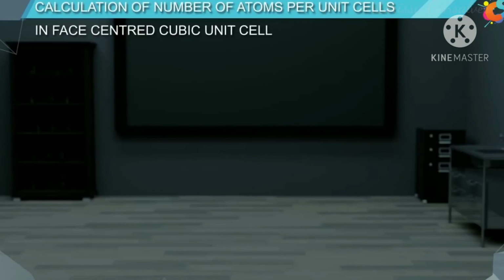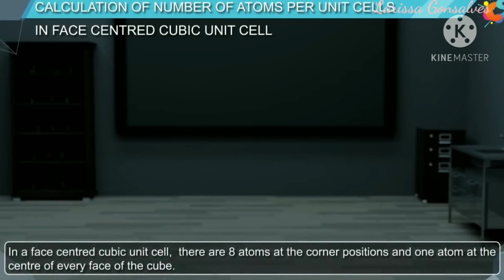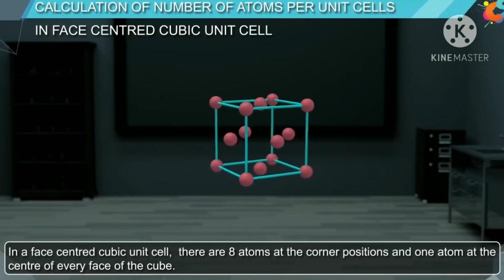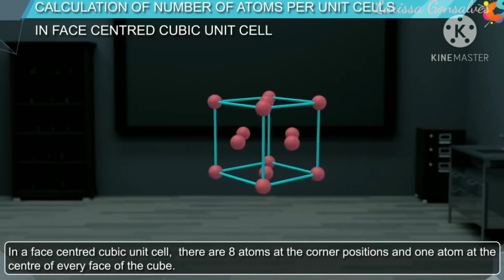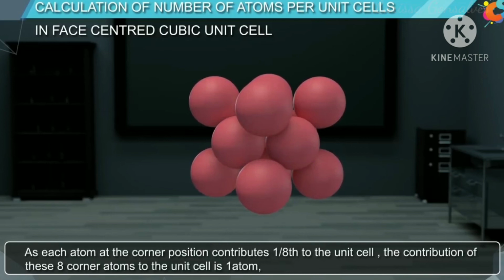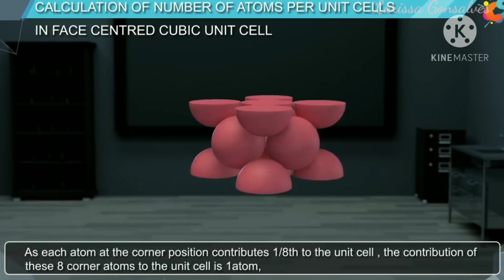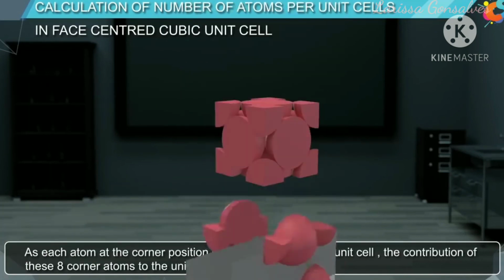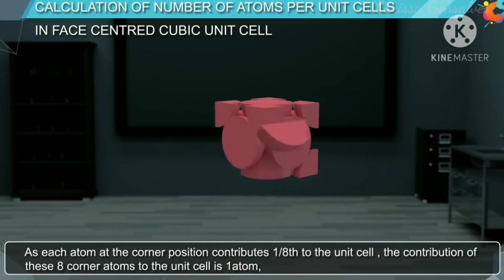Calculation of number of atoms per unit cell in a face-centered cubic unit cell. In a face-centered cubic unit cell, there are 8 atoms at the corner positions and 1 atom at the center of every face of the cube. As each atom at the corner position contributes 1/8 to the unit cell, the contribution of these 8 corner atoms to the unit cell is 1 atom.